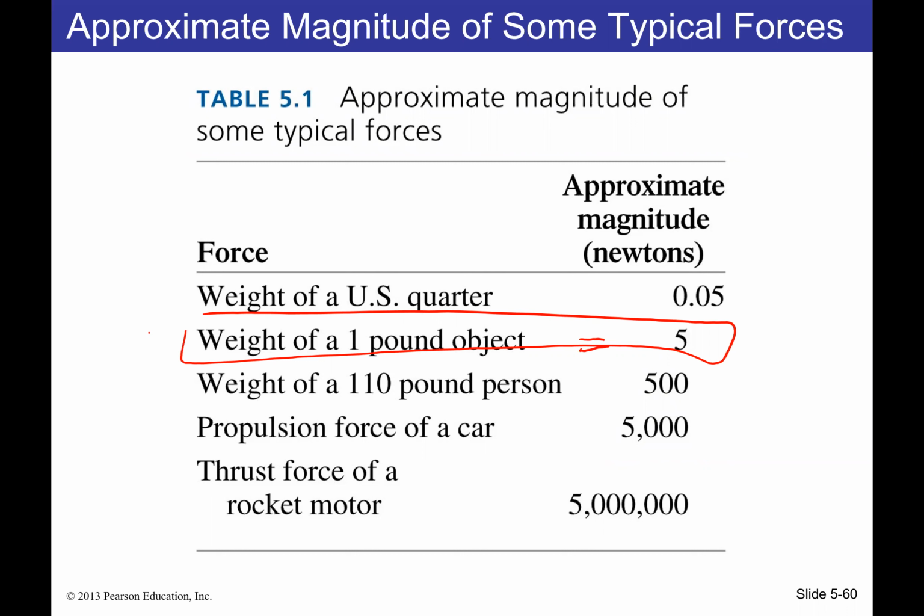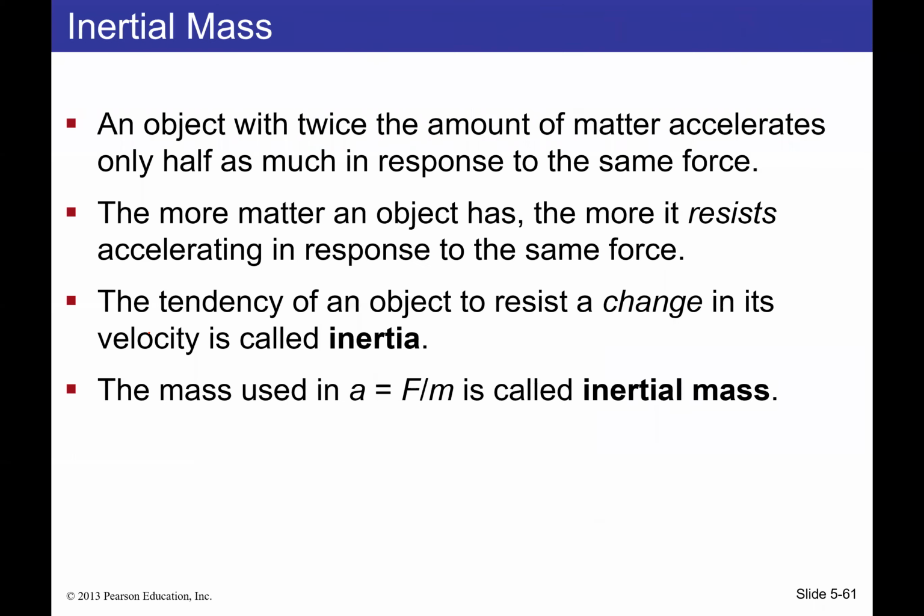So you can say the force of a car is about 5,000 newtons. The thrust force of a rocket motor is about 5 million newtons. Okay, so you don't need to know all of those things, except maybe, let's say, the conversion factor from pounds to newtons.